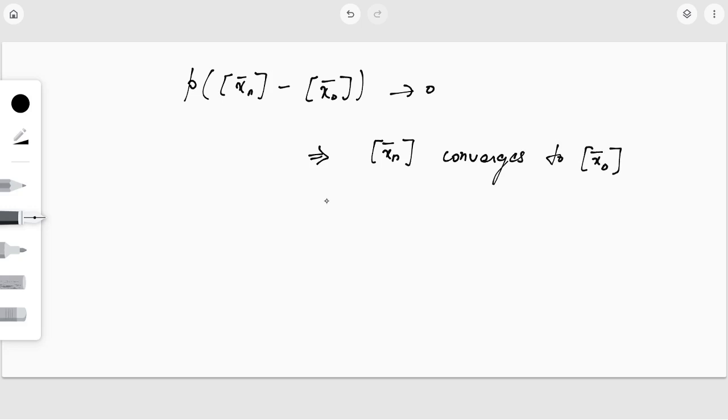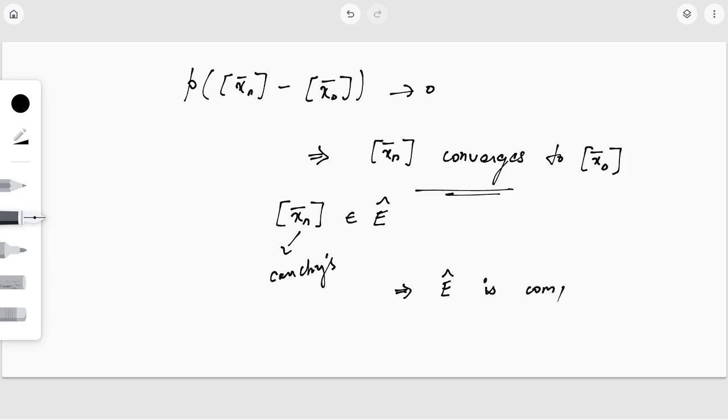So we chose an arbitrary sequence xn bar belonging to the quotient space E cap, and we proved that this was Cauchy, and we proved that it is convergent. So since the coset xn bar was an arbitrary sequence chosen, we can say that this result holds for every sequence in E cap. So every Cauchy sequence is convergent, and thus we have proved that E cap is a complete normed space.